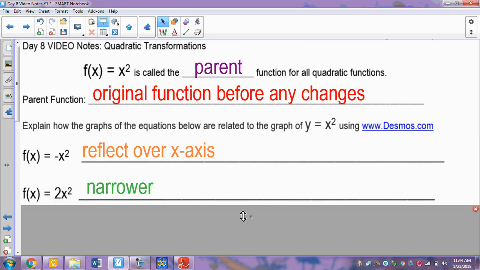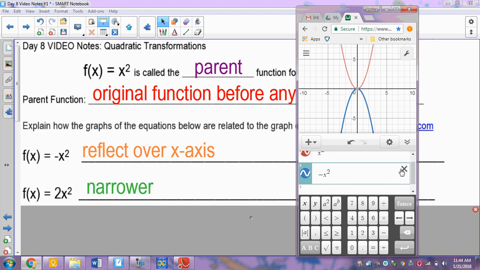All right, so now we're going to go and we're going to graph 2x squared. So what we're going to do is I'm going to delete this function, the negative x squared, because what we're doing every time we're talking about how a quadratic transformed is we're comparing it back to the original parent function. So we're always comparing it back to the x squared. Okay, so I'm going to type in 2x squared.